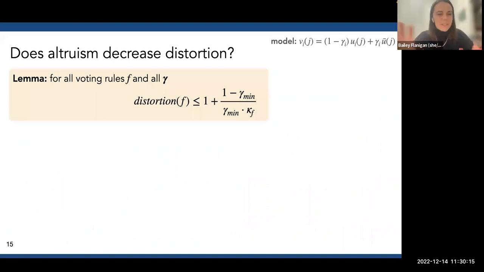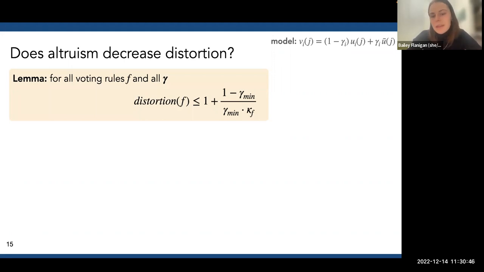So basically, there's this lemma that underlies a fair amount of our upper bounds in the paper. It's a lemma that gives an upper bound on the distortion of any voting rule that exists. This upper bound will be in terms of two parameters: gamma min, which is the minimum level of altruism possessed by any voter, and kappa F, which is a property of the voting rule's behavior itself. I'll tell you what it is after we go through the proof, because the proof will make it clear. And I just want to point something out here in this bound.